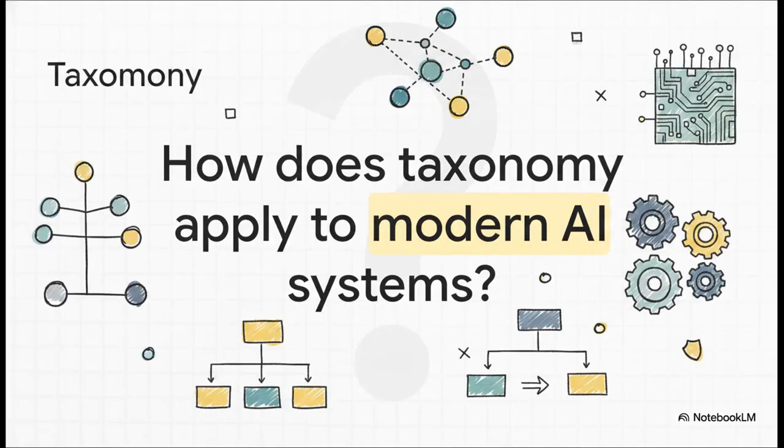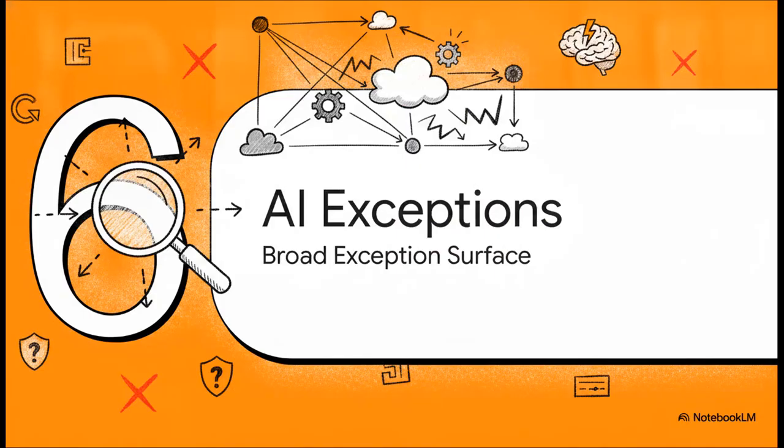All right, which leads us to a really fascinating question. How does this whole built-in taxonomy apply directly to the intense complexities of modern AI systems? Let's zoom out a bit and pivot from our theoretical map, straight into the real-world, high-stakes terrain of AI and production environments. And that is Section 6, Exceptions in AI Systems.